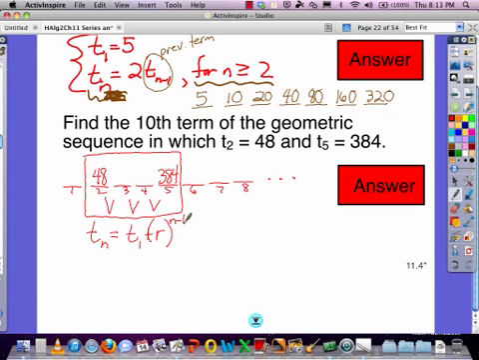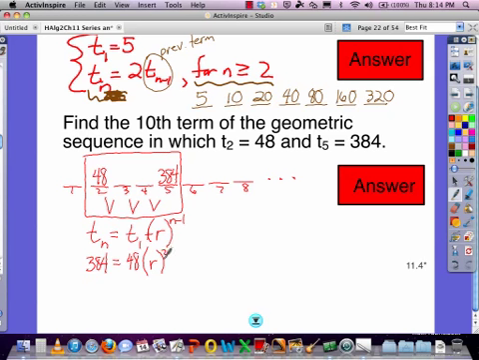T sub n in our short list is basically finding T sub 5, but we already have it, so we're going to put 384 there. T sub 1 in our short list is 48. And we know our constant ratio? Not quite. We don't know that. But we do know that it's going to be 4 minus 1 or 3 times. So here we go. And that would give us an R cubed.